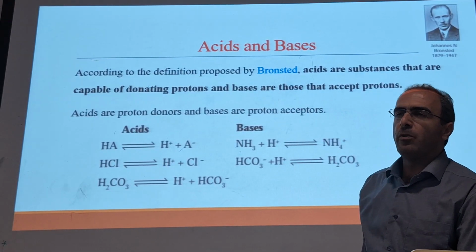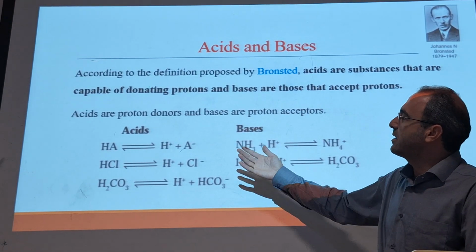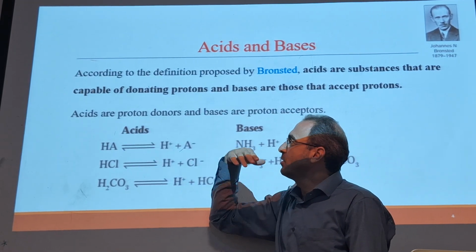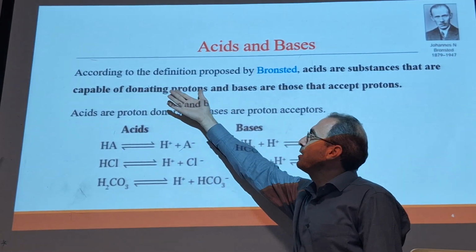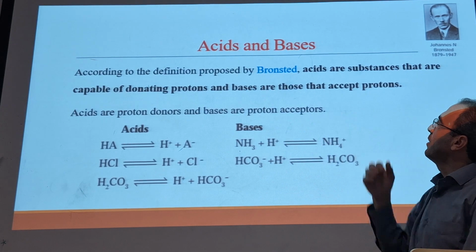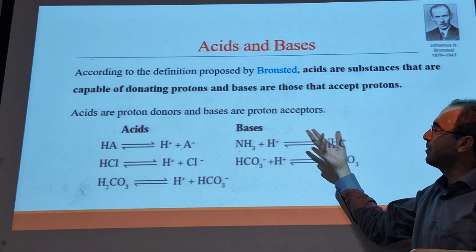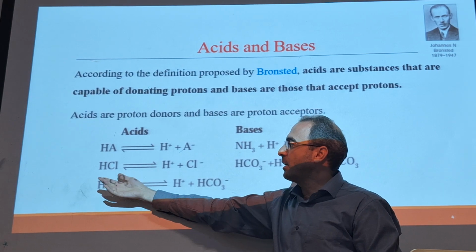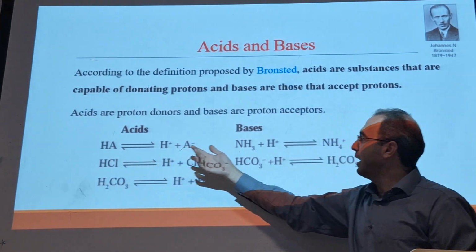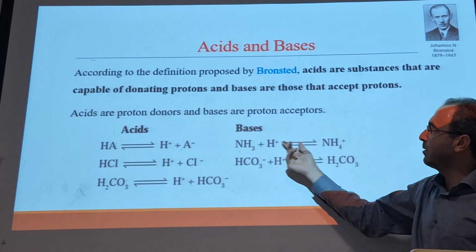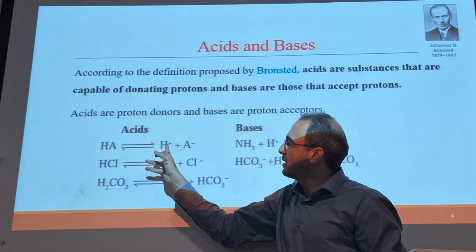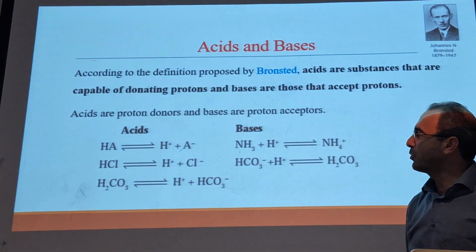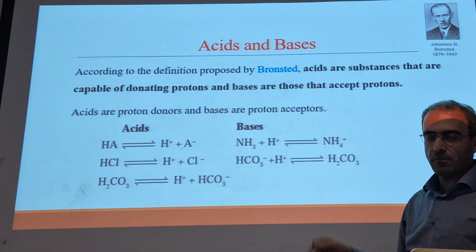You actually know about the acids and bases. The acids are those which are capable of donating a proton, and the bases are those which can accept the proton. For example, here we have carbonic acid, hydrochloric acid, and also ammonia and bicarbonate. Here you can see they release the proton, and here they receive a proton.